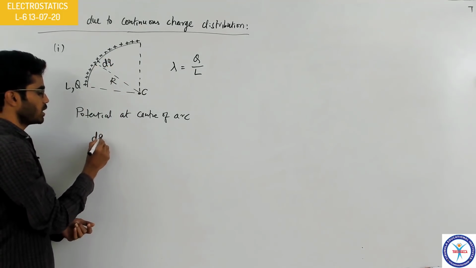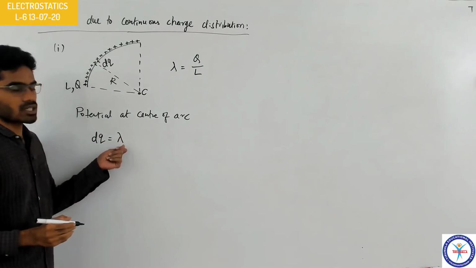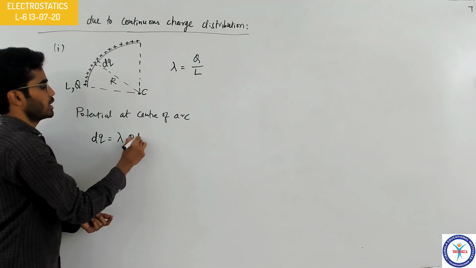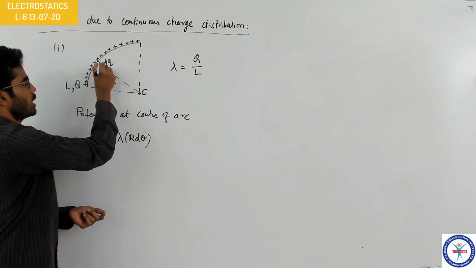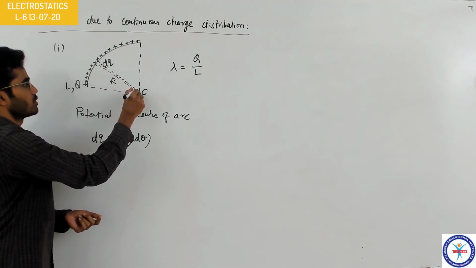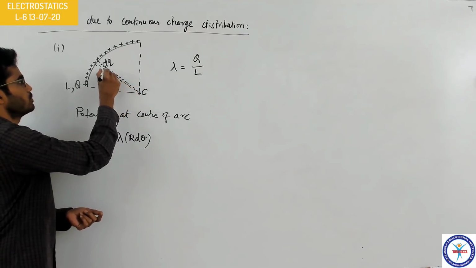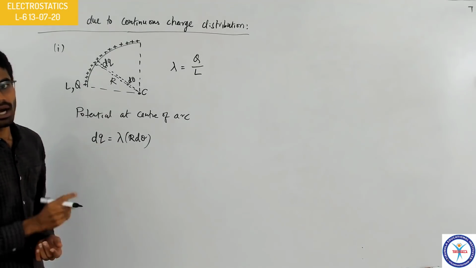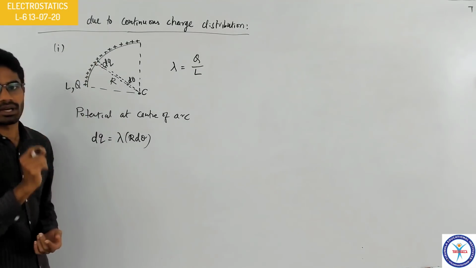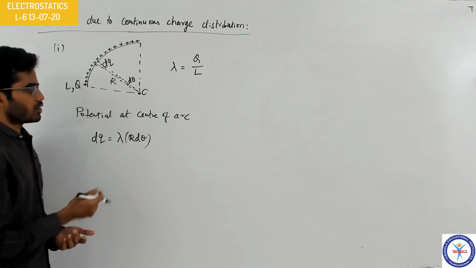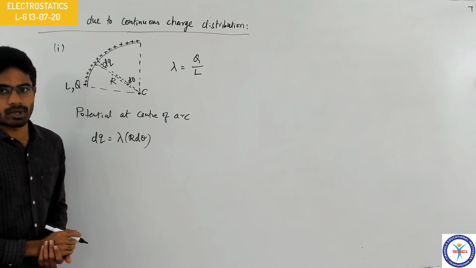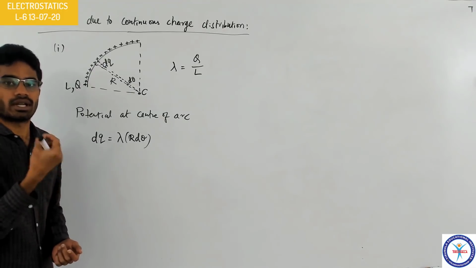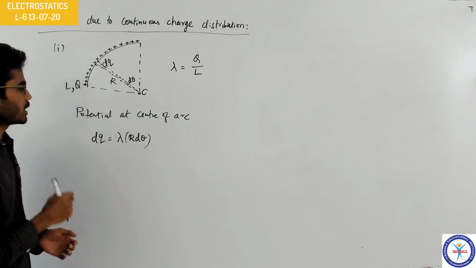So dq can be given by lambda, the charge per unit length, into its own length, which you can take as r d theta. If it subtends a small angle d theta, r d theta is the length of this small arc. It is as good as a point. If d theta is very small, that means the length of the arc is very small, close to a point.